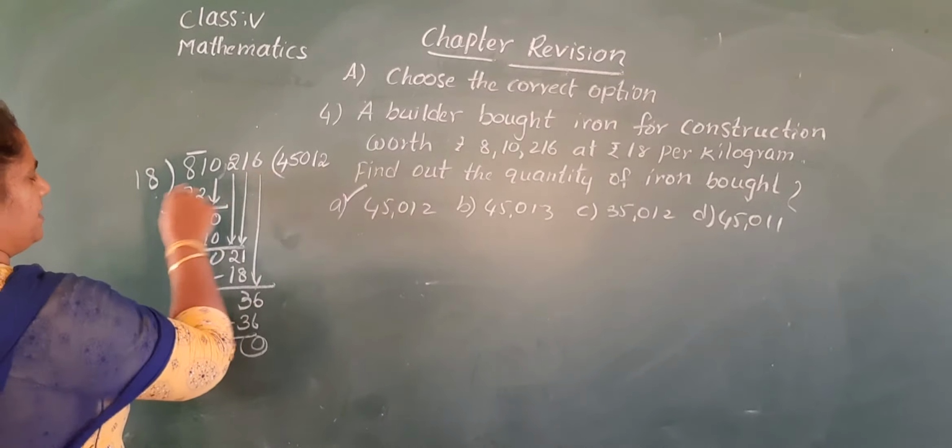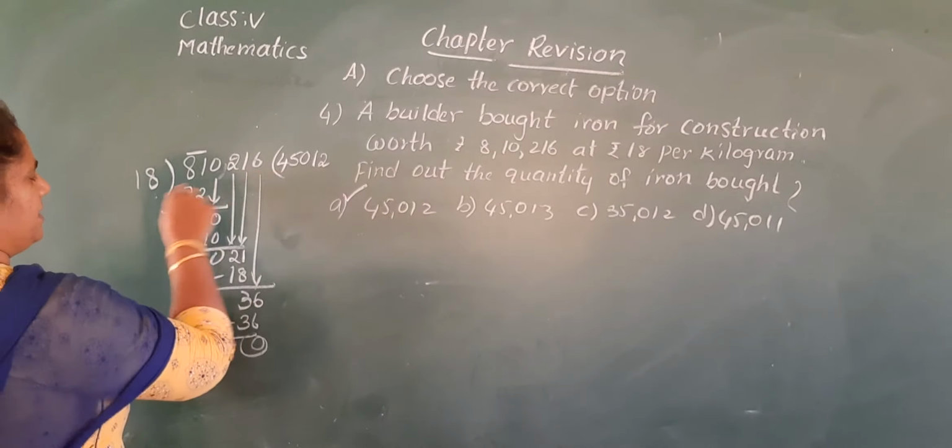And now next problem. What's the next problem? Yes, 96 into 99. The options are 9540, 9504, 5409, 5490. So we use the multiplication technique by 99.